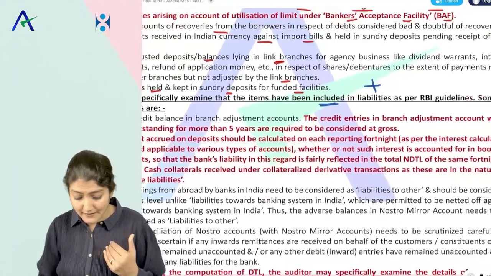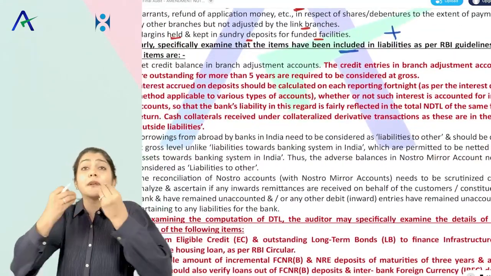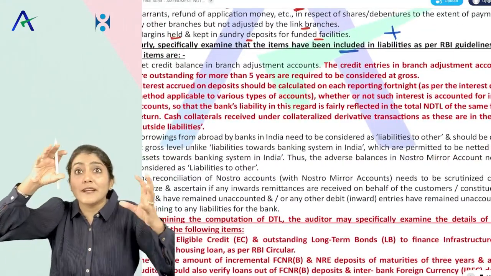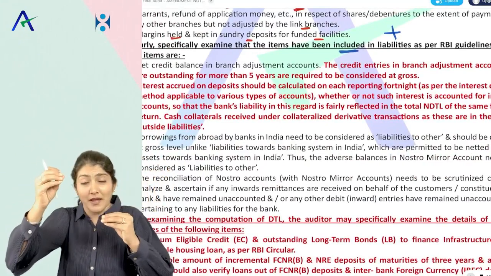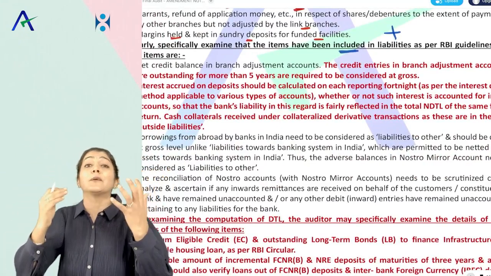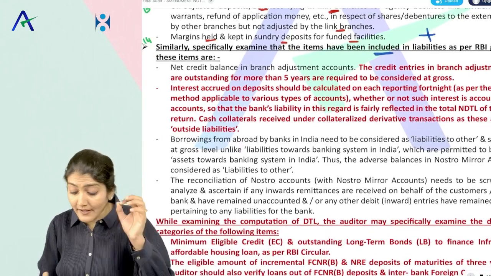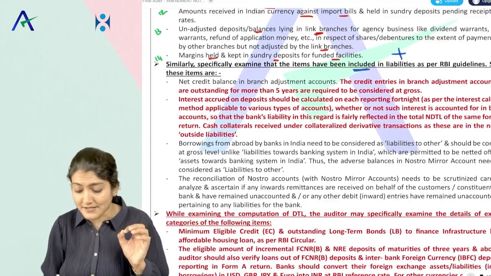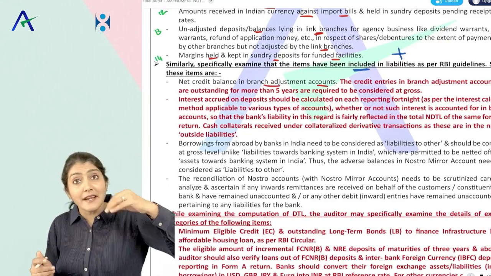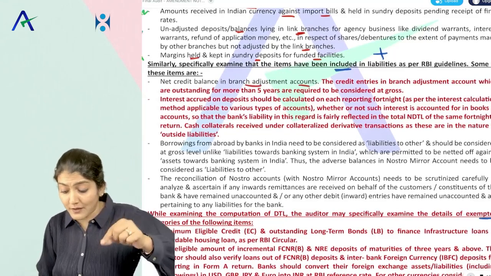Right, now coming to the next one: what is to be included in the liability? When you calculate the DTL, you have to include all of this. What do you include? Net credit balance in the branch adjustment account. Right, so net credit balance. Again, it says that is your liability.